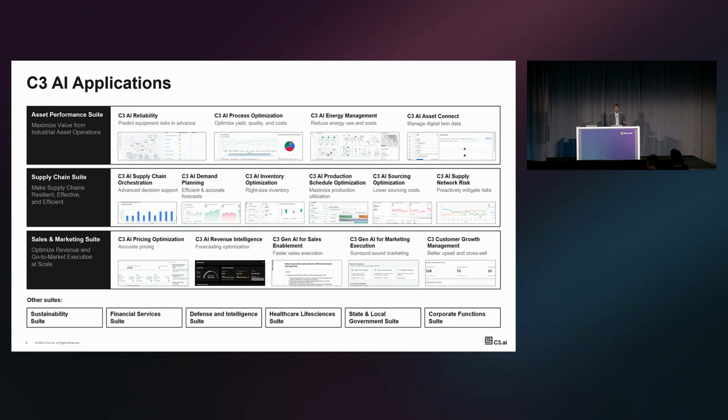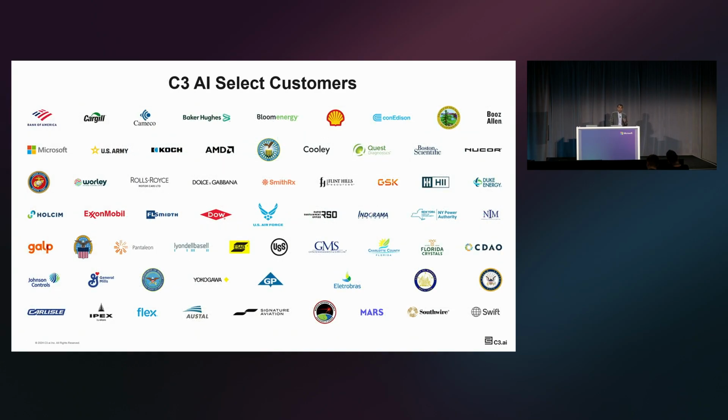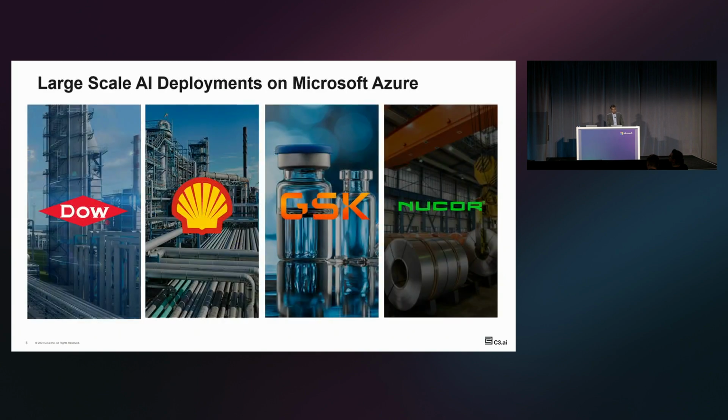Think about it as pricing optimization, sales enablement, marketing execution, etc. And then there's various other suites. We work with some of the top companies in multiple industries today, so some of the marquee logos that you may be familiar with. This is just a small snapshot of them, just to give you a sense. So companies like Cargill in manufacturing, or Shell in oil and gas, or companies like Holcim in cement, or the US Air Force are our customers.